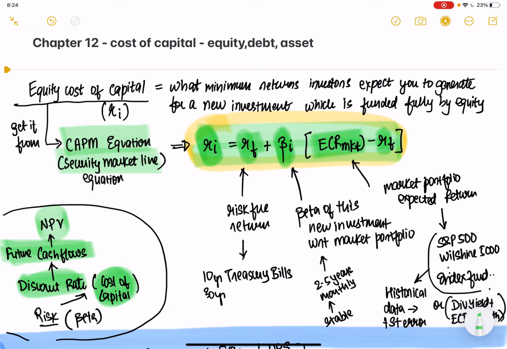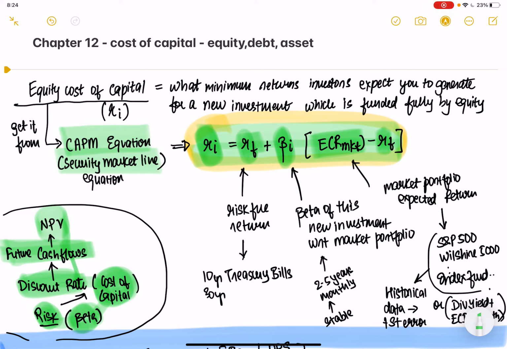If you really want to understand NPV, you need to find out the cost of capital. And how do you find out the cost of capital? You need to know the beta of the investment, and that is basically the risk. Once you know the beta, you can find out the cost of capital, which is the discount rate you use to discount your future cash flows to find out the NPV of a project. So that's how all of these chapters are connected. I highly encourage you to go through the other videos if you didn't understand this flow. But in a sense, the CAPM equation, or the security market line equation, helps us understand the cost of capital.